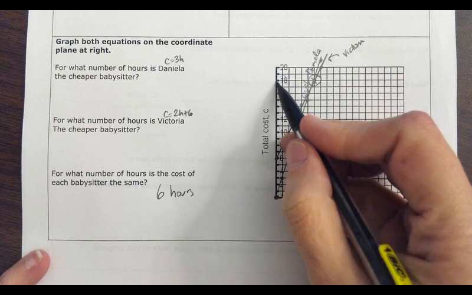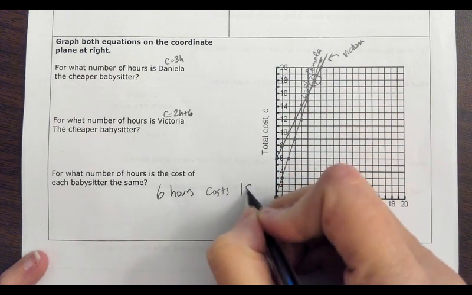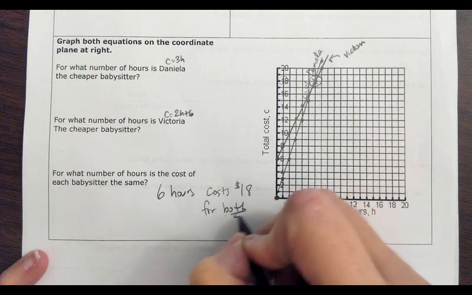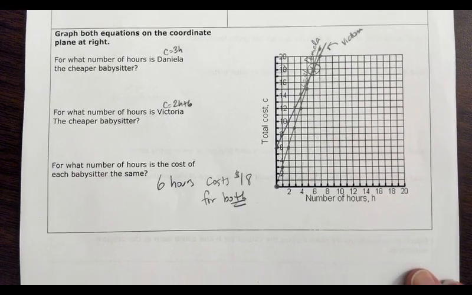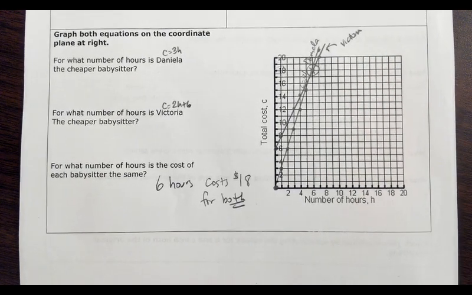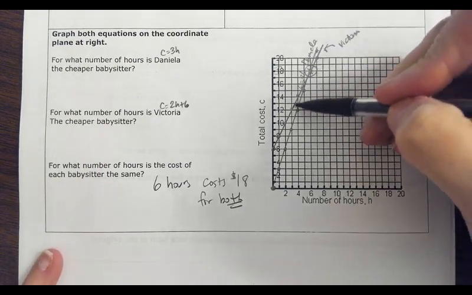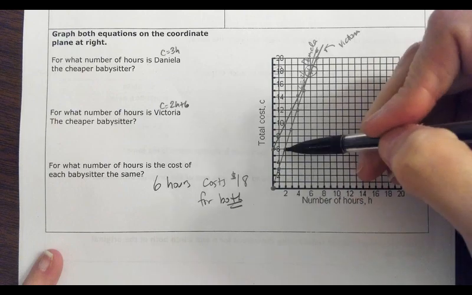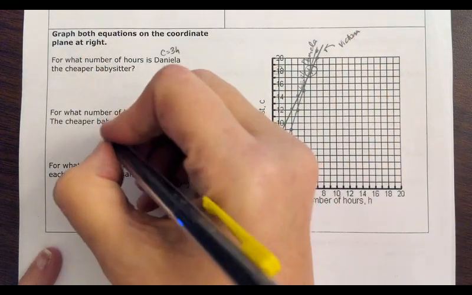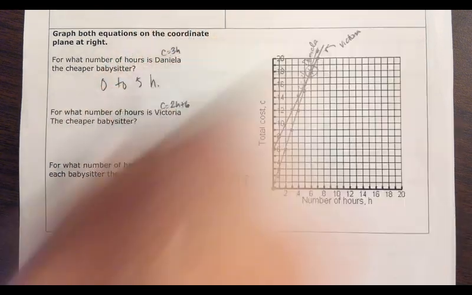They both cost $18 for both. Okay, and that's the point of a system, is where are they the same? Well, both ladies charge $18 for 6 hours of babysitting. Okay, so when is Daniela cheaper? Well, Daniela is this first line. So it's 0, 1, 2, 3, 4, 5, or anywhere from 0 to 5 hours.